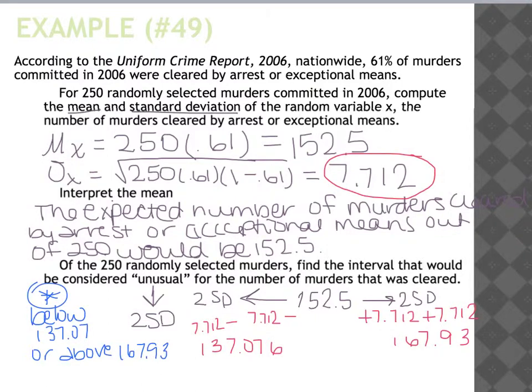So the unusual would be on the outer edges. The usual then would be in the middle. So 2 standard deviations essentially is your boundary for usual into unusual. So remember, it doesn't mean that if you selected 250 cases that you couldn't get below 137. It just would be unusual for that to happen, not impossible.